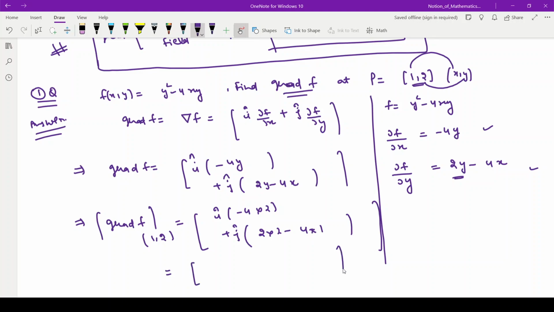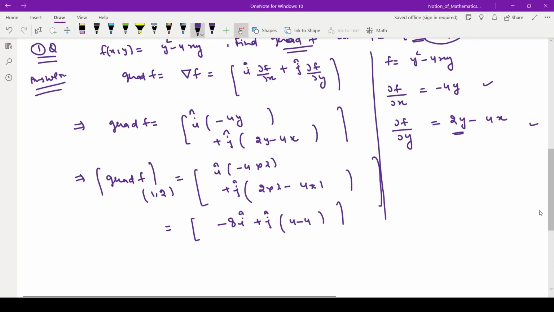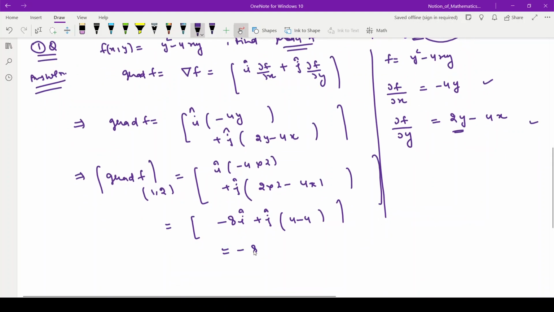So that is minus 8 i cap plus j cap here. It is like 4 minus 4. So ultimately the answer will be minus 8 i cap. So what is the final representation of it?